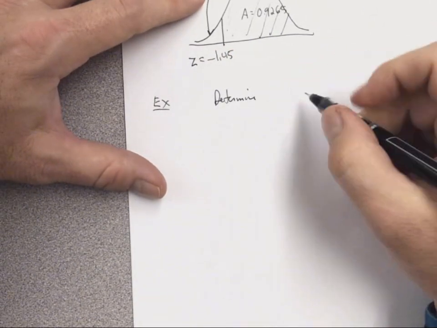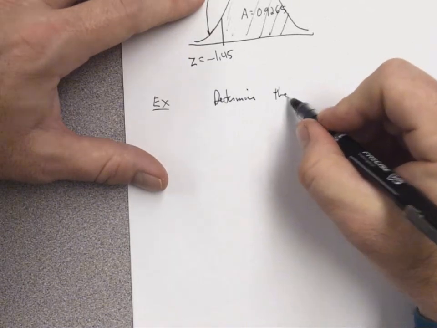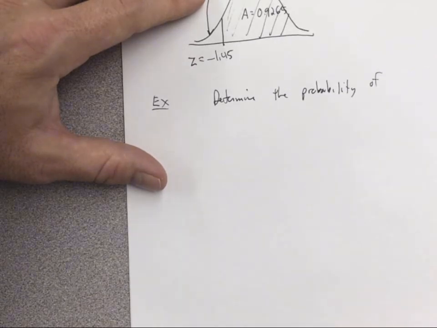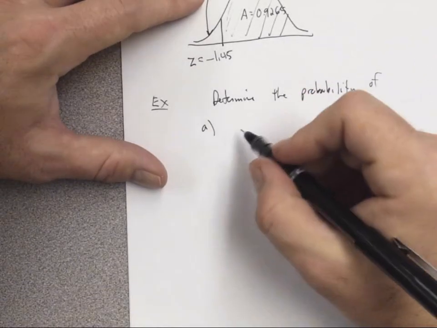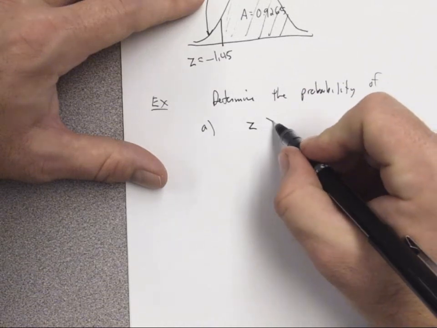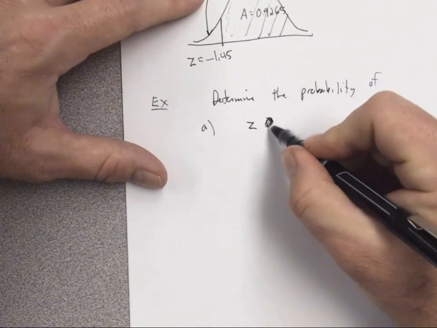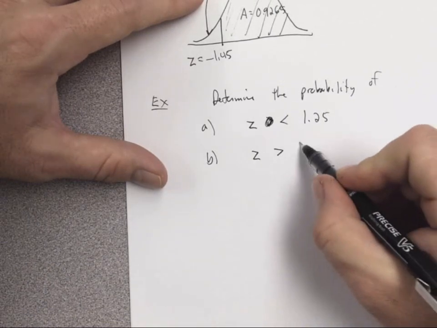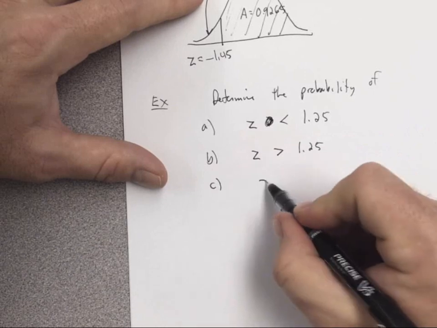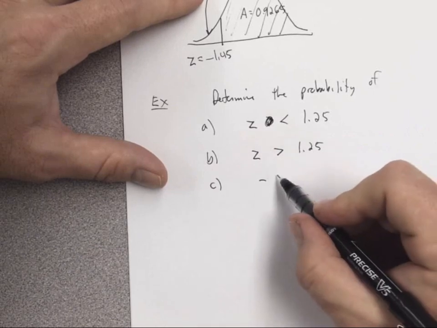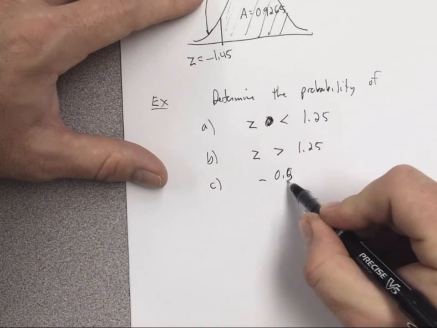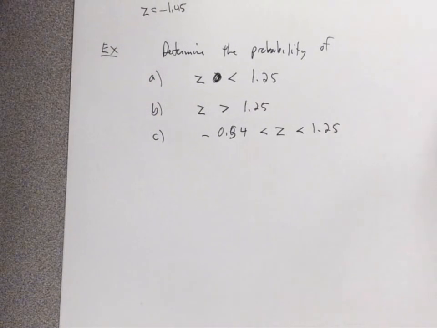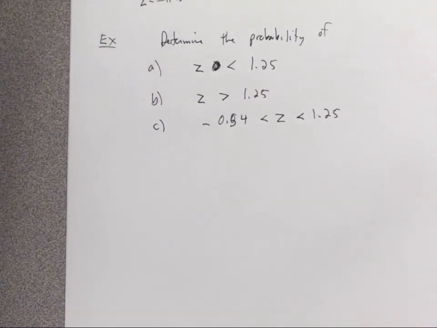Determine the probability of: A, z less than 1.25; B, z greater than 1.25; C, negative 0.54 less than z less than 1.25. Okay, so let's just answer these so you guys have a video on at least this.